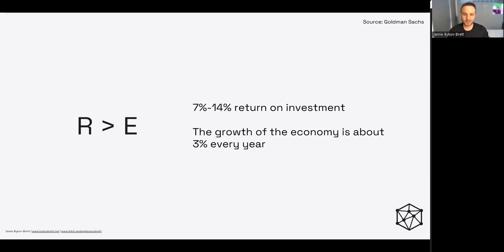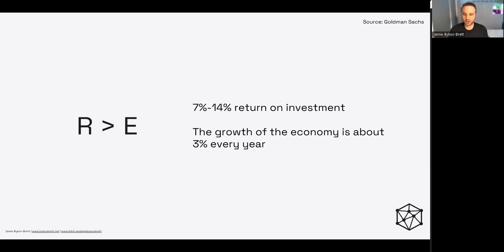The implication of this is we see that wealth is transferred from the majority to those who have money to be able to invest. And this exacerbates inequality. So if you have capital to invest, you're likely to get a 7 to 14% return on your investment, whereas the growth of the economy is about 3% every year. Essentially, if the return on investment is significantly greater than the growth of the economy, then the wealth transfer is going from the economy, in which we all sit, to those with capital to invest.